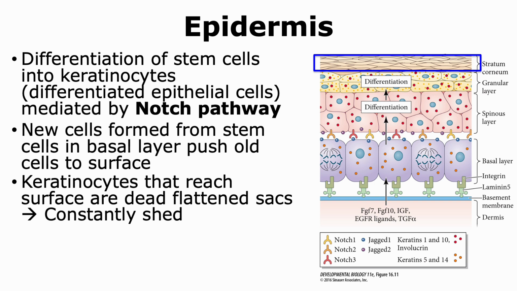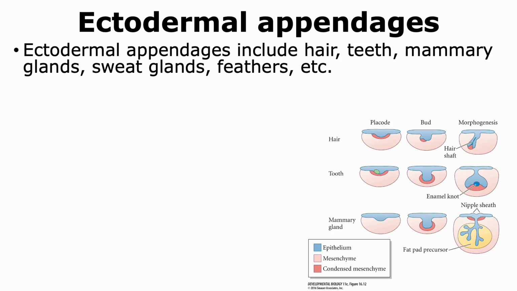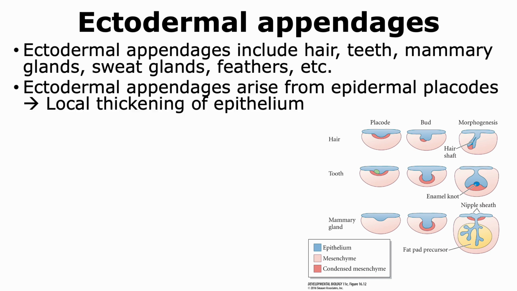When they reach the surface, these keratinocytes are no longer alive, and hence they are dead flattened sacs, and they are constantly shed, and hence the skin undergoes constant renewal. In addition to skin, the ectoderm can form appendages that include hair, teeth, mammary glands, and sweat glands. In the case of birds, feathers. In the case of reptiles, scales, and so on.